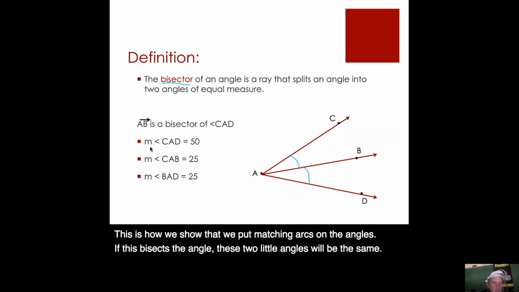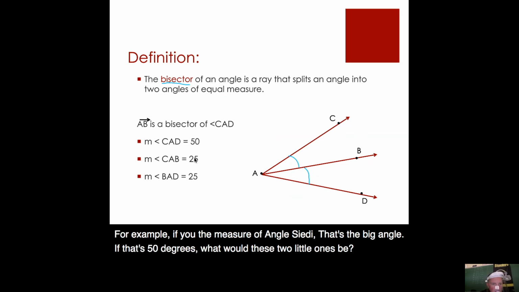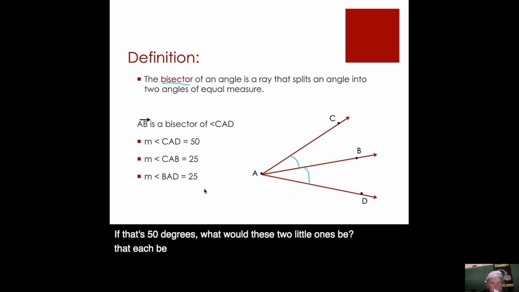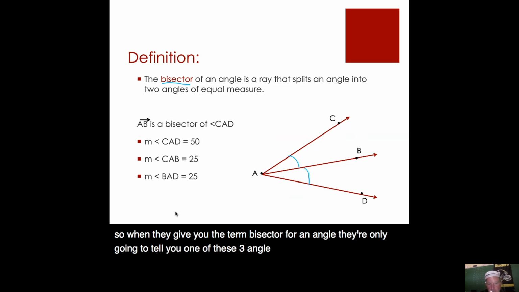So for example, if you know the measure of angle CAD, that's the big angle. If you know that's 50 degrees, what would these two little ones be? They'd each be 25. So when they give you the term bisector for an angle, they're only going to tell you one of these three angle measures. You can figure out the other two.